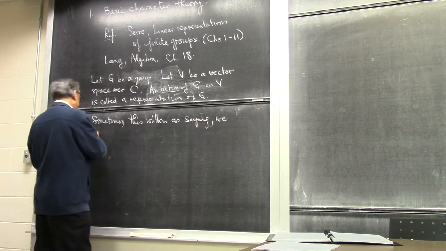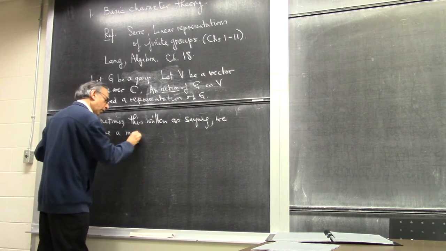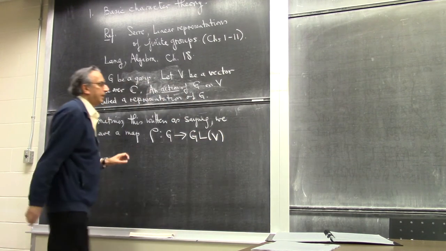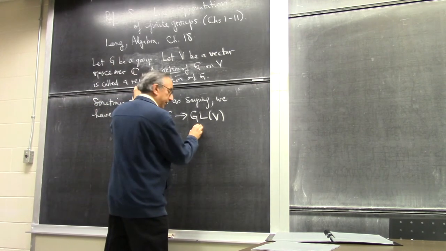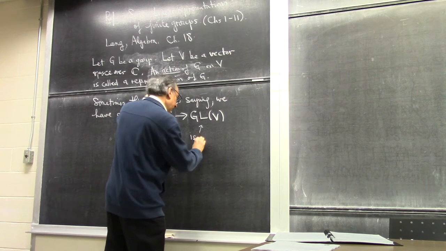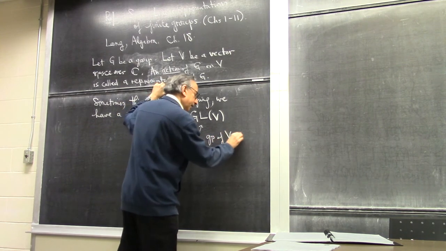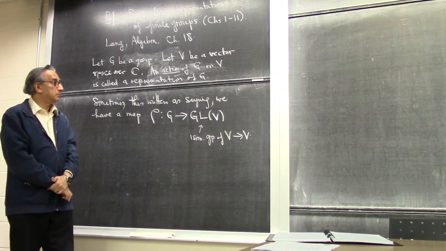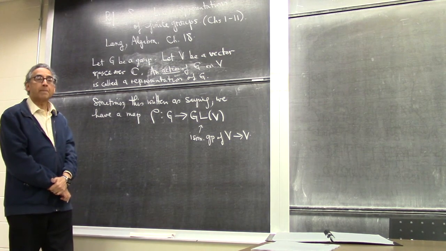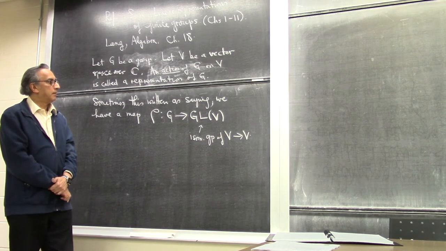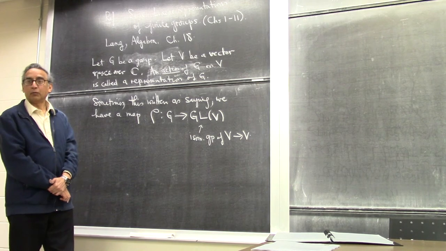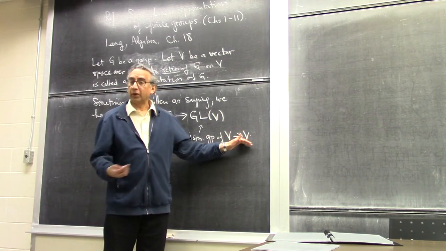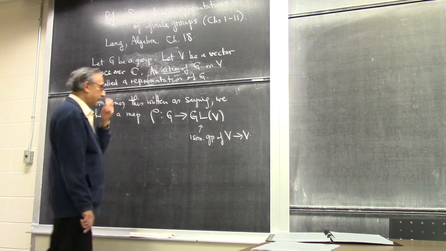We have a map rho from G into GL(V). So GL(V) is the collection of isomorphisms of V into itself, the isomorphism group of V. Now, this is all set in a very general setting. And if V was finite dimensional, and we choose a basis, you know that isomorphisms of V into itself are invertible n by n matrices, where n is the dimension. So think of it in that way.